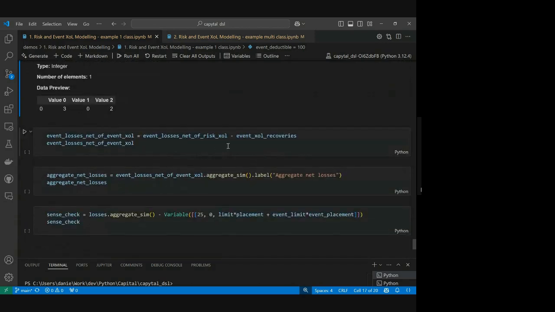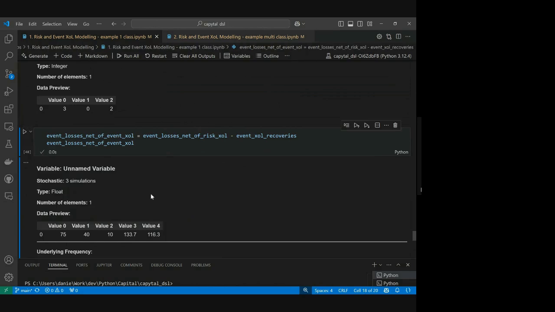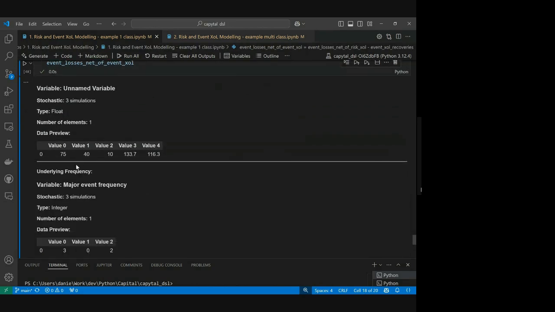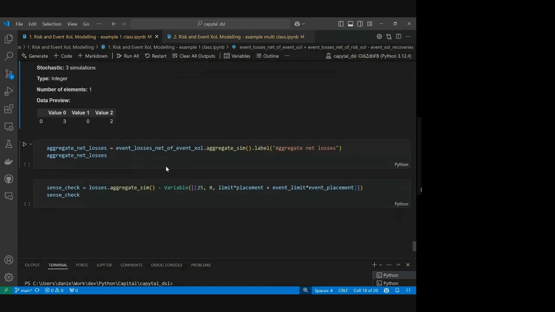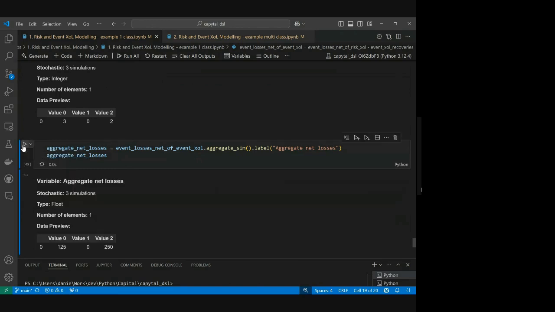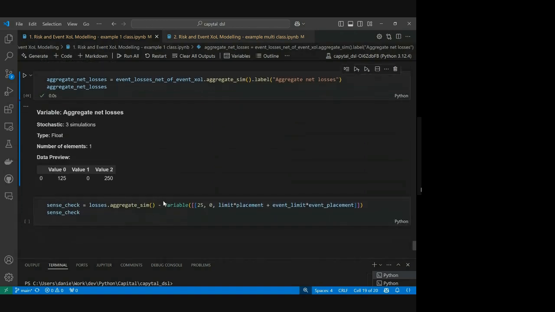We can then calculate the net losses net of the event XoL by subtracting the recoveries from the original losses that we had. That gives us our net losses here. And then we can aggregate up into total losses by again aggregating over the events as well, and just ending up with a final net amount in each of the 3 simulations.